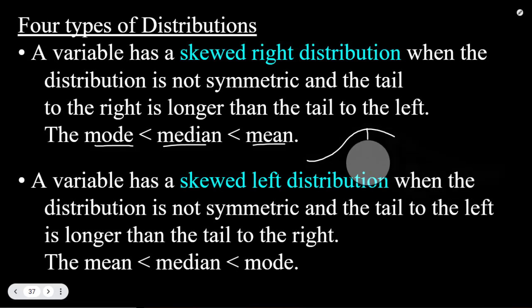Let me erase this so we can see better. When it is skewed left, that is a distribution that is, again, not symmetric, but this time the tail to the left is longer than the tail to the right. In this case, everything would be exactly flipped. The mean will be the smallest, and then the median, and then the mode will be the largest one.